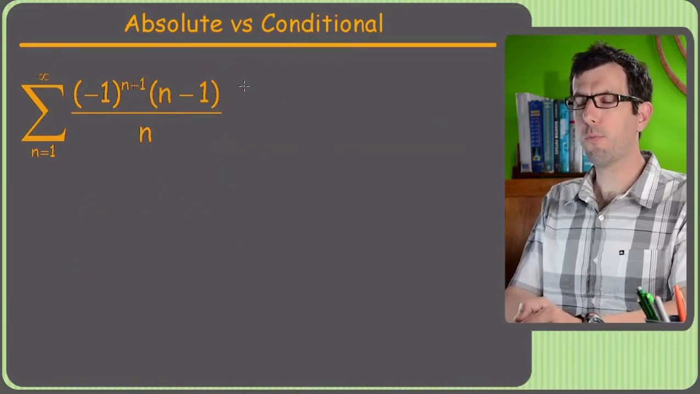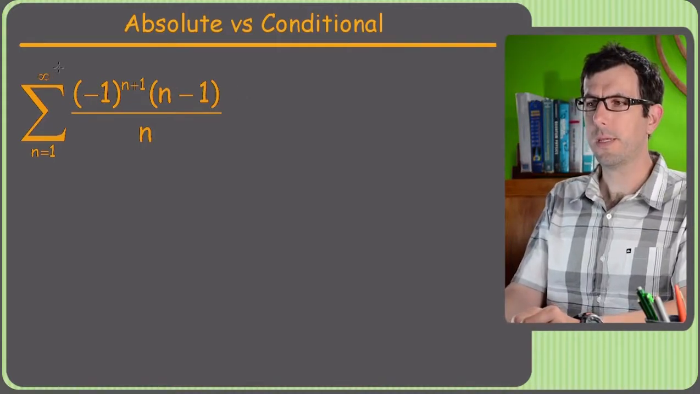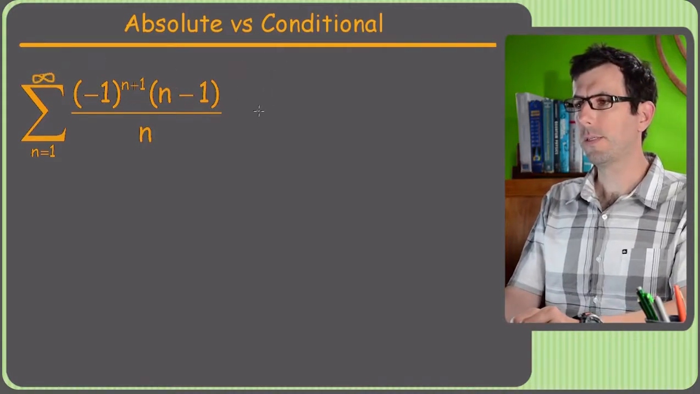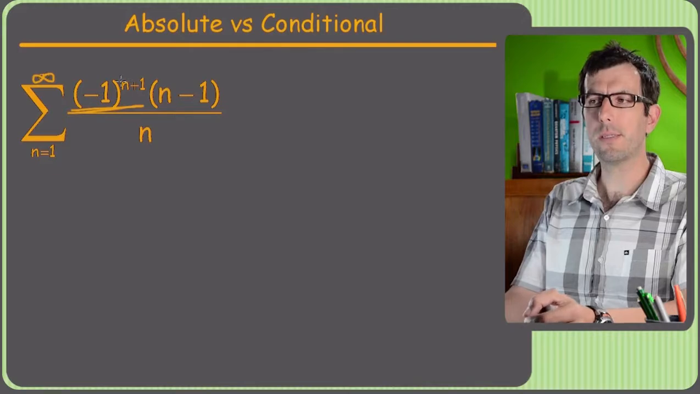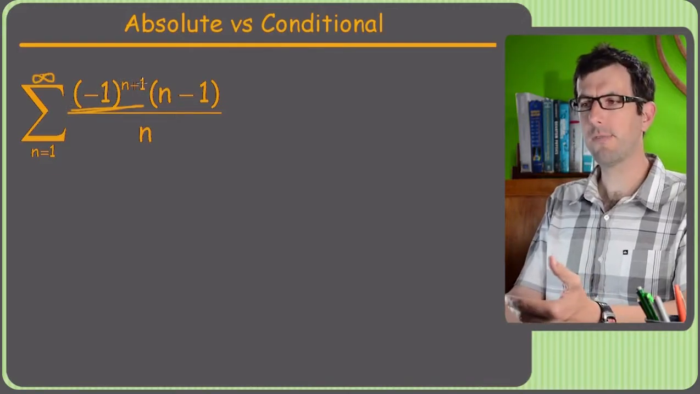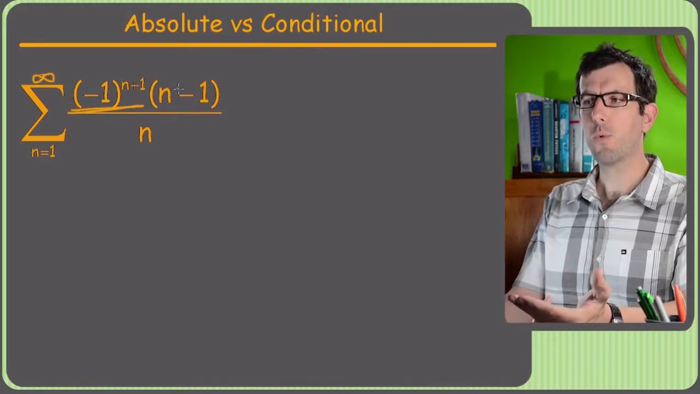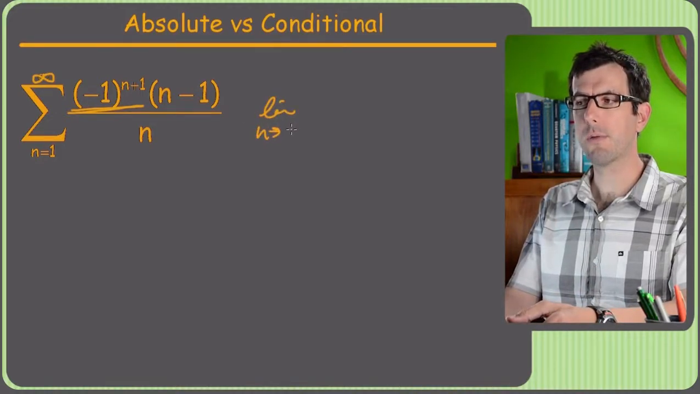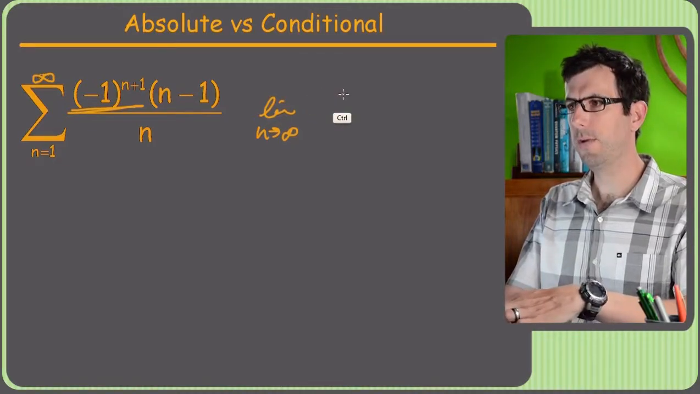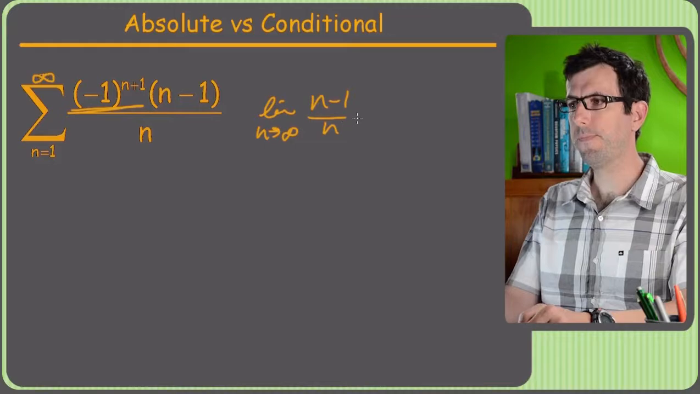All right, another one, absolute versus conditional. Let's take a stab at it. So let's see. It is alternating, because we have a -1 to the n plus 1. And remember that plus 1 doesn't really matter. The point is, it's going to go -1, positive 1, -1, positive 1. So it is alternating. We just need to find out if the limit as n approaches infinity of each term is 0. So what's the limit? n minus 1 over n.